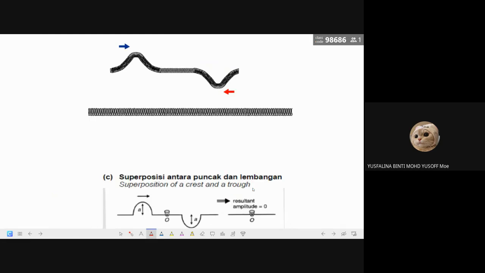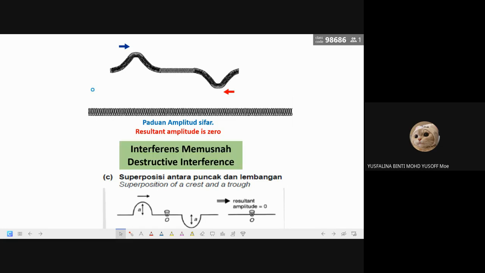If the superposition is from crest to trough, you will get 0. But after that, the waves continue: after the interference occurs here, the red arrow will just move back to the left, and this one will move to the right. It will just continue in its original direction. This one we call destructive interference.